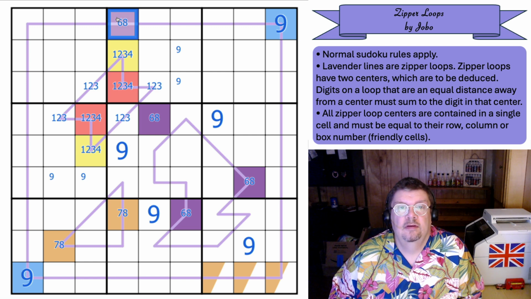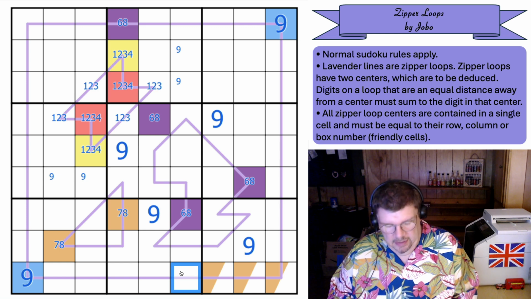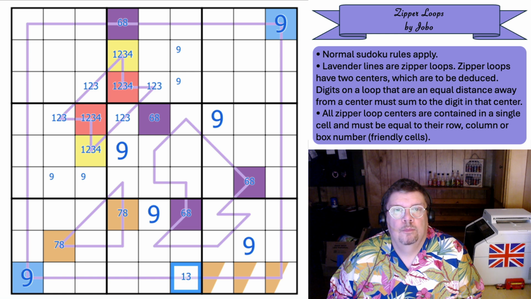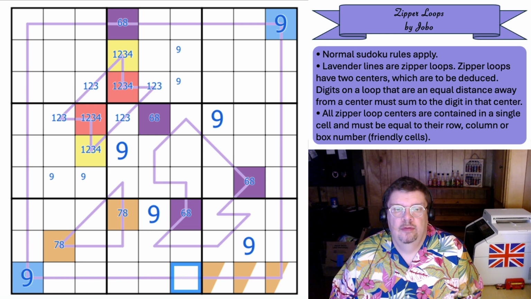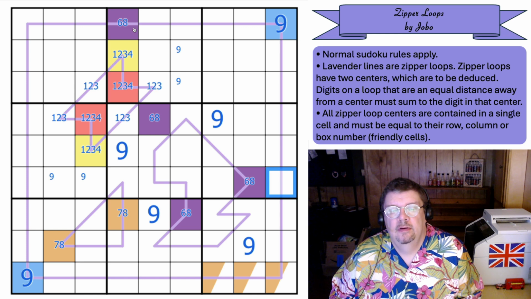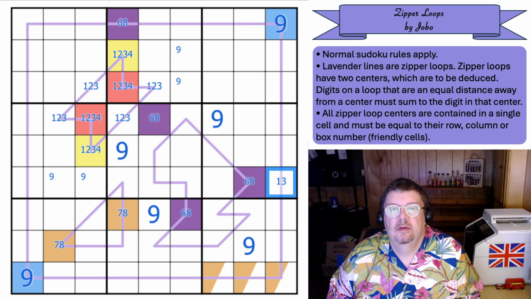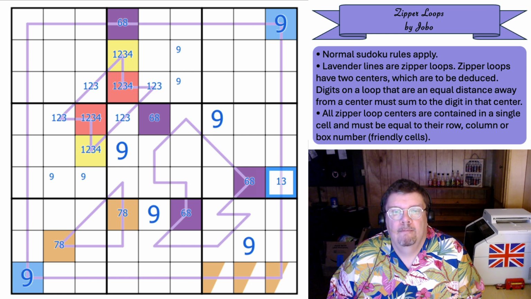Which makes this cell a 1 or a 3. Is that right? No, not that cell. It's this cell, equal distance from here is here. That's the cell, is a 1 or a 3. How does that affect things?